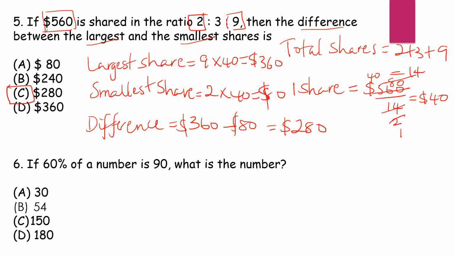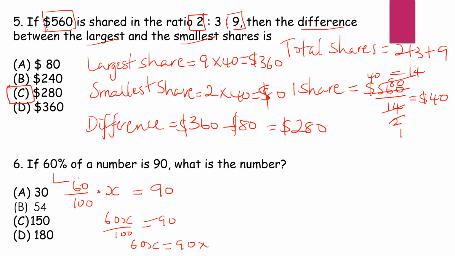Question 6. If 60% of a number is 90, what is the number? So 60% means 60 over 100 multiplied by something is equal to 90. So that can be written as 60x over 100 equals 90. Cross multiply. 60x is 90 times 100. So that is 60x equals 9,000. So x is equal to 9,000 over 60.